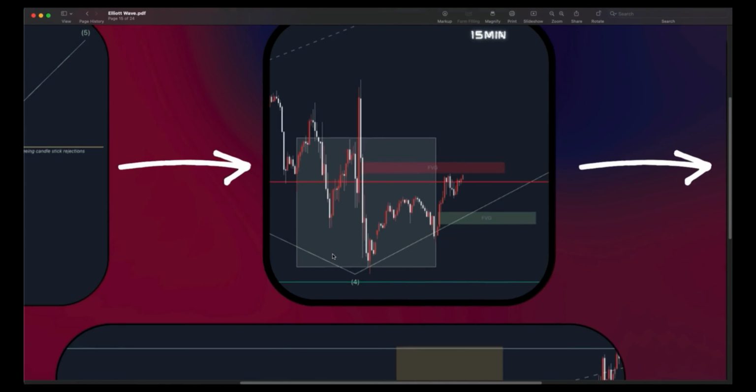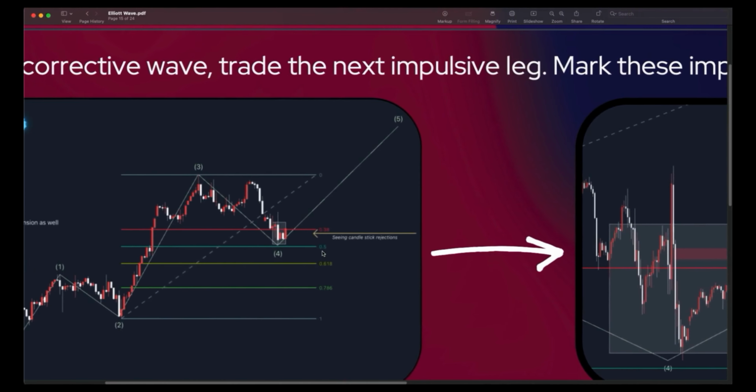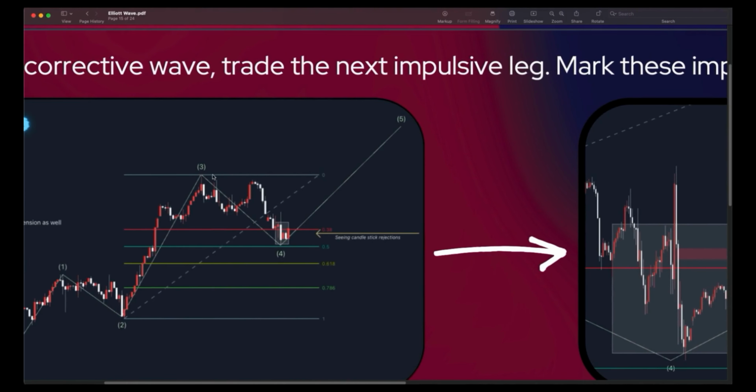Now, what high did I target? I'll show you right here. I targeted the number 3 here, the third impulsive wave up. That was my first target. Now, that is just one way of doing things. Let's hop on to the next one.